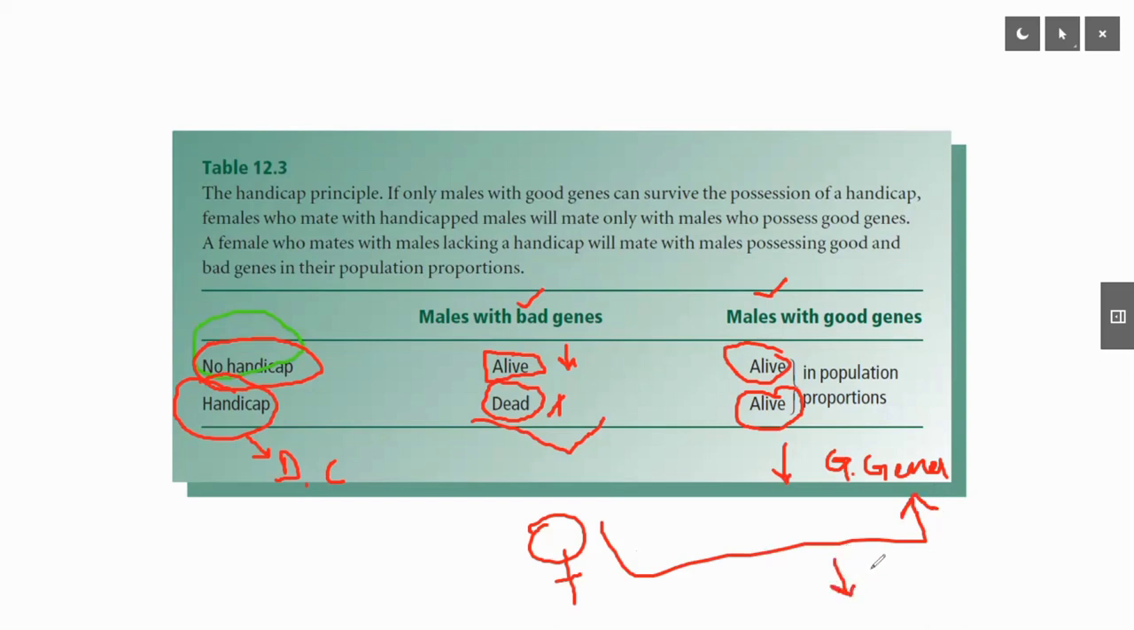And this is where these beautiful handicap structures, though apparently they give their possessor reproductive disadvantage, in actual sense give their possessor a reproductive advantage over the other individuals. So they are selected, and this is the phenomenon of handicap. This is the principle of handicap.